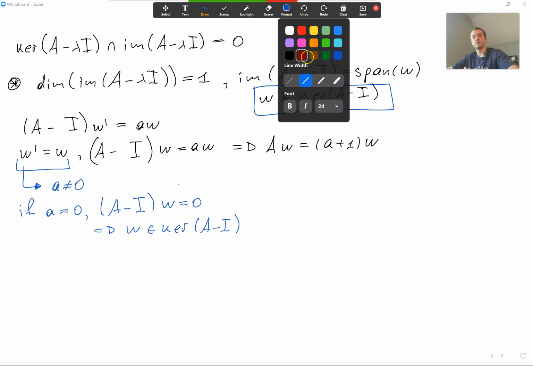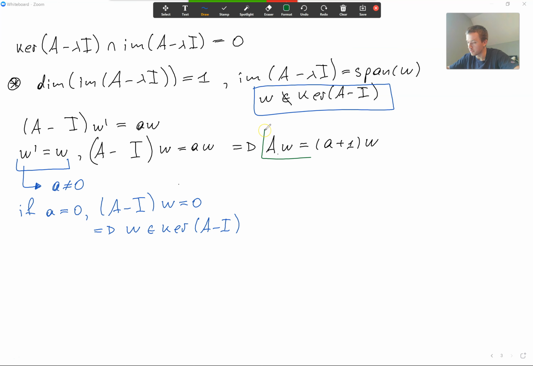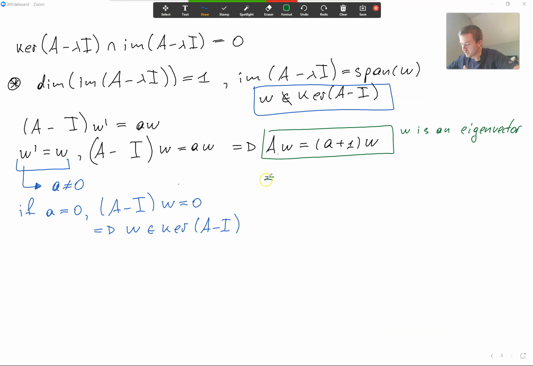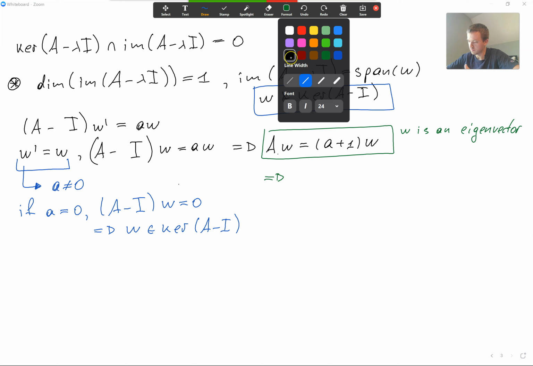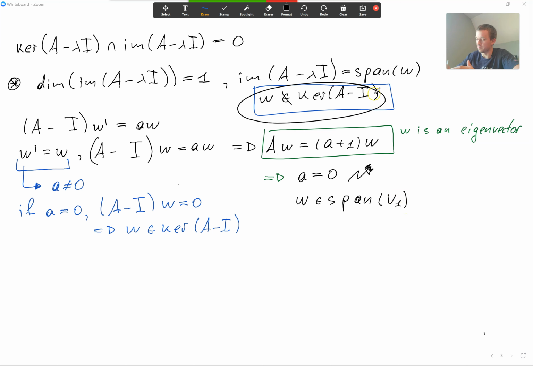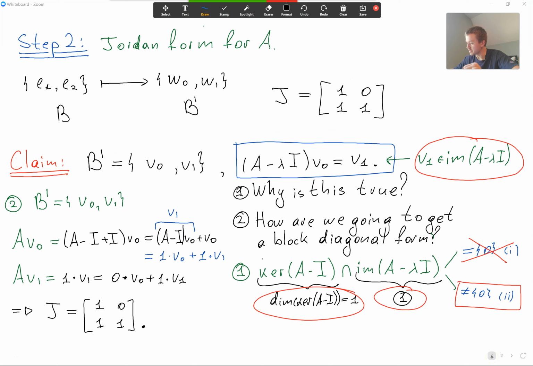But I'm going to obtain a contradiction. And why do I have a contradiction? Because in this case we can see that w is an eigenvector, but according to our step number 1, the only eigenvector which has eigenvalue equal to 1 is v. So from here it follows that I must have a equal to 0. It's our first contradiction. And second, w lies in the span of v1. And this is also a contradiction because w doesn't belong to the kernel. So the first case doesn't work.